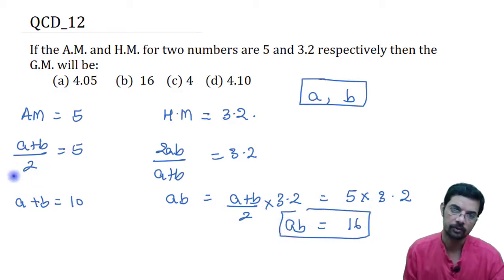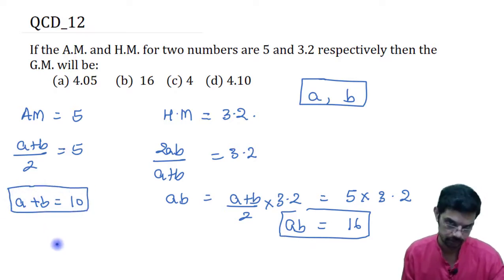So we have ab equal to 16 and a plus b equal to 10. Which are the two numbers whose product is equal to 16 and whose sum is equal to 10? By factorization, we know that 8 twos are 16 and 8 plus 2 is equal to 10.